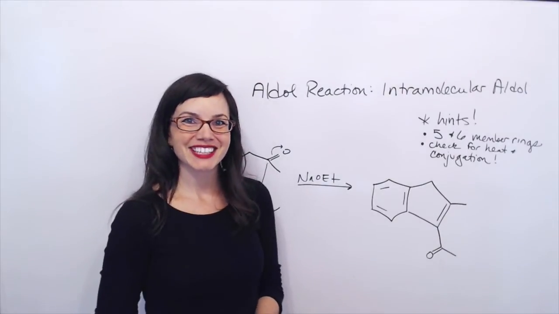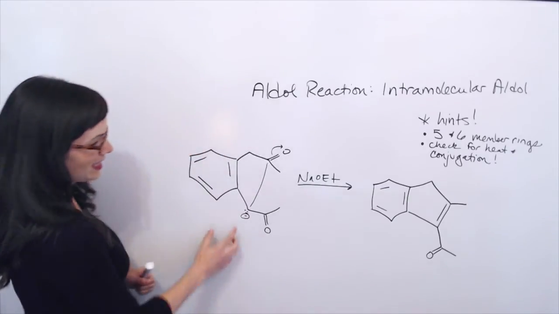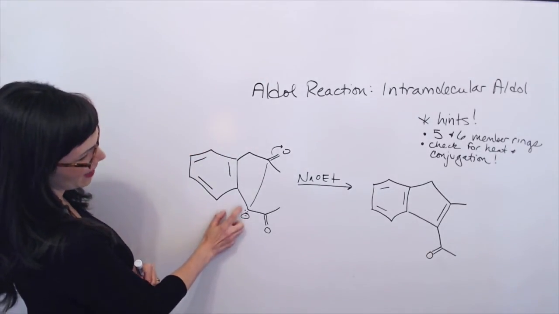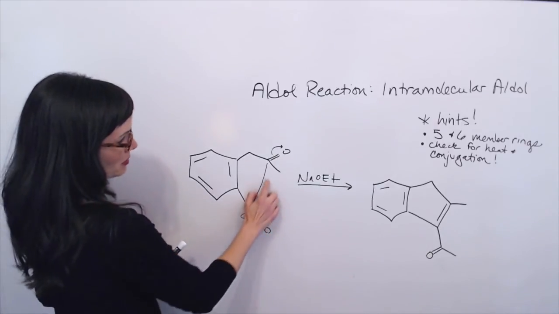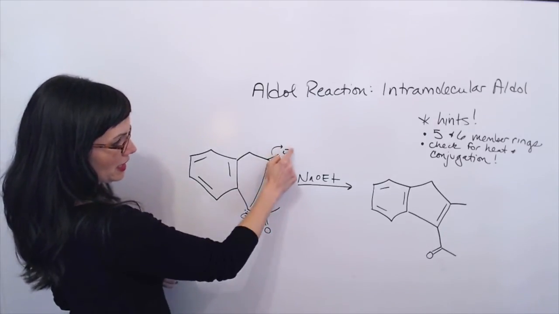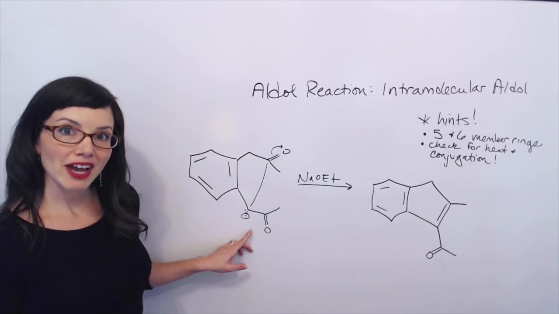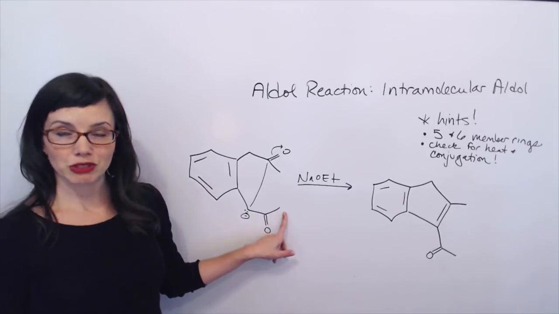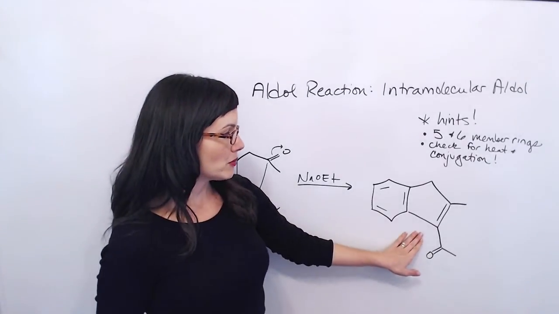How'd you do? This is the final product I came up with. Here I chose this alpha carbon to be my attacking carbon. I drew a bond between this one and my carbonyl and pushed the electrons up. Of course, I chose this one because it makes a 5-membered ring, not this one, which would have made a 7-membered ring. Here's my 5-membered ring product.